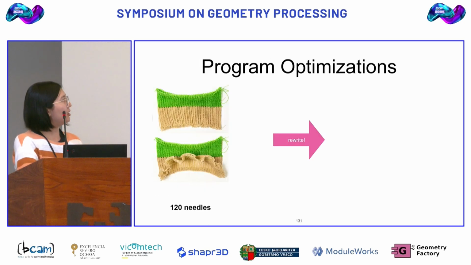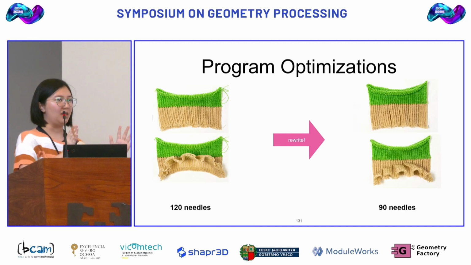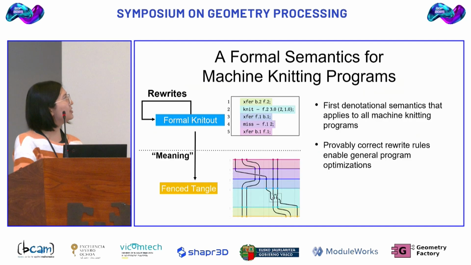We can also do things like change the amount of space it takes on a machine. So we can rewrite this pleated tube to take up fewer needles, and do things like remove spurious operations that would potentially cause errors. So this formal semantics gives us a formal mathematical meaning for any given valid program, and that in turn enables us to rewrite these programs to be more optimal given our use case. Kind of followed along?